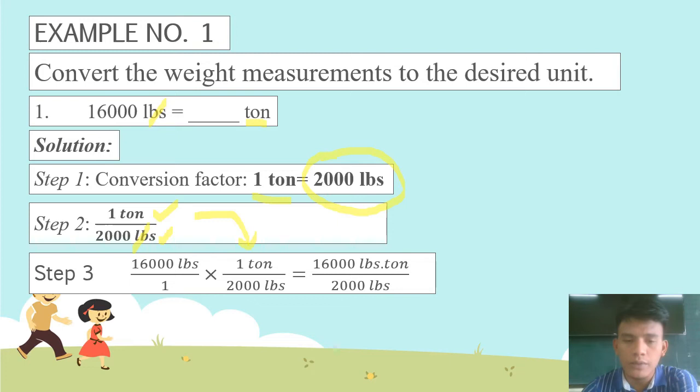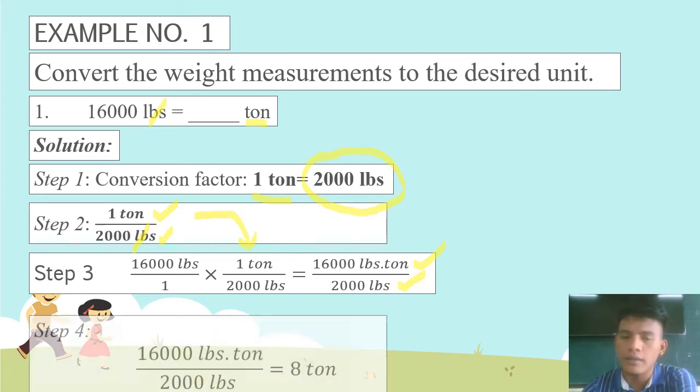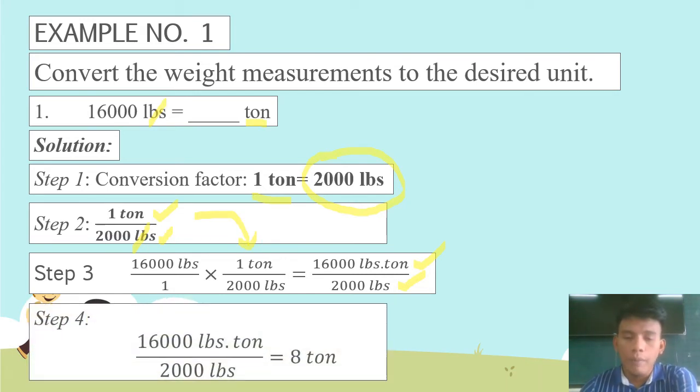16,000 pounds times 1 ton is equal to 16,000 pounds ton. 1 times 2,000 pounds is 2,000 pounds. We will do the cancellation and simplify. Pounds in our numerator and pounds in our denominator will be cancelled out.